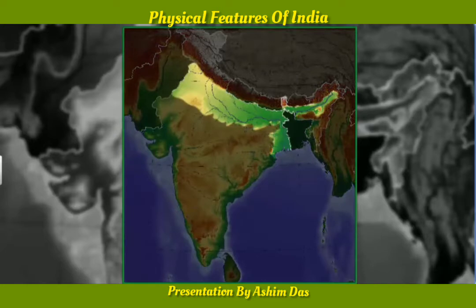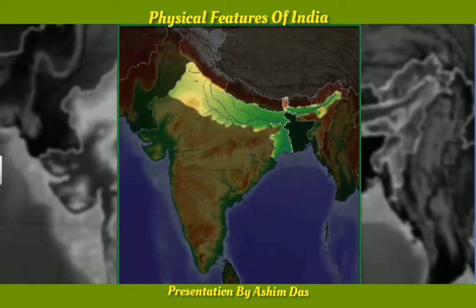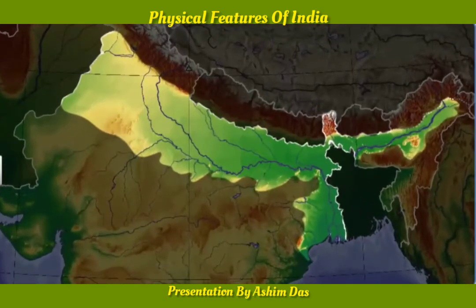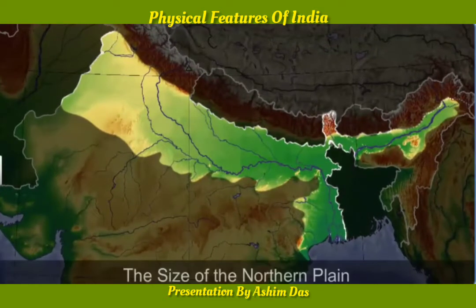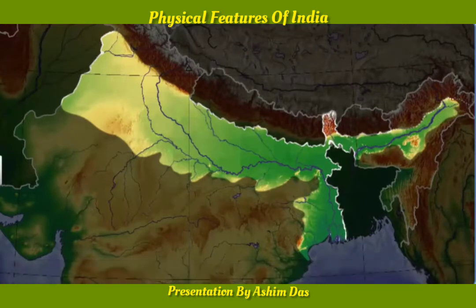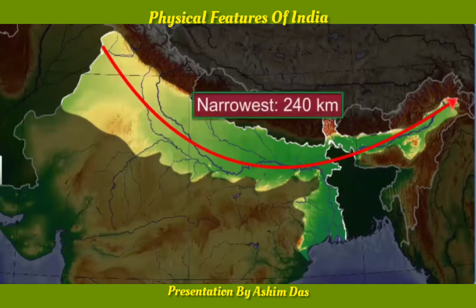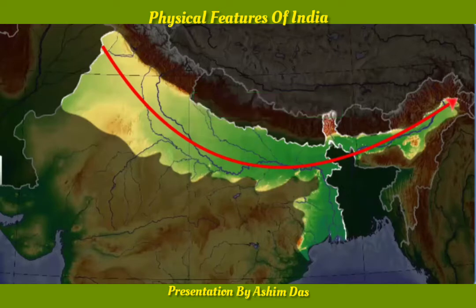The plain spans the area of a small country. Can you estimate the area of the plain? The area of the plain is about 7 lakh square kilometers. The width of this plain varies as you go from north to south. At its narrowest, it stretches across 240 kilometers. At its widest, it stretches across 320 kilometers.